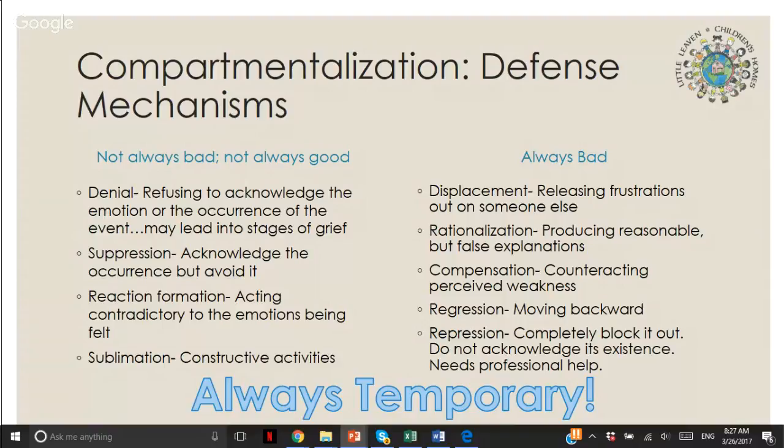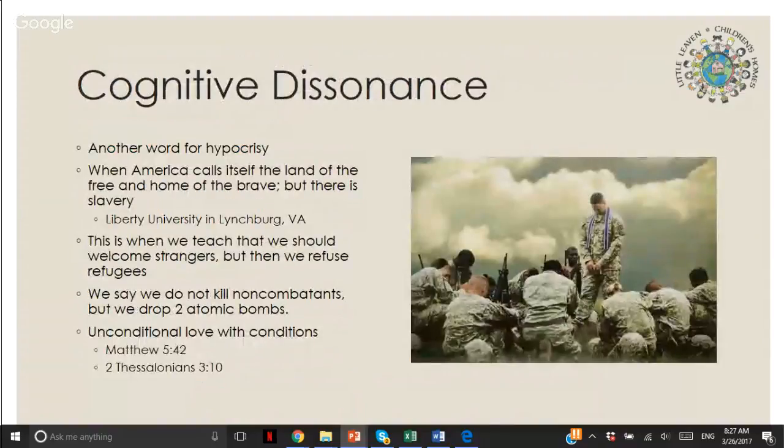All this stuff should be temporary. In other words, it shouldn't be permanent. We want to always get to the point where we're telling people what happened. If you're not careful with compartmentalization, when you compartmentalize for a long time, you can end up having cognitive dissonance. That's a danger. Cognitive dissonance is just another word for hypocrisy.